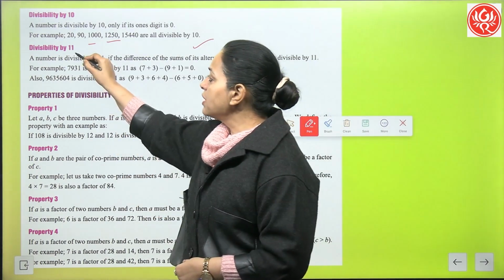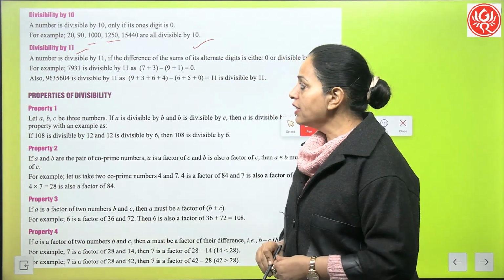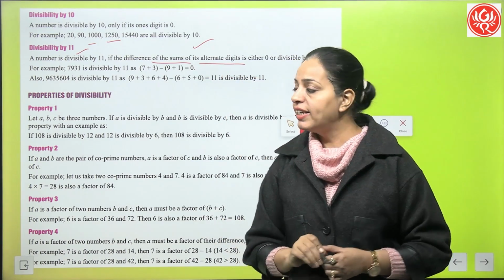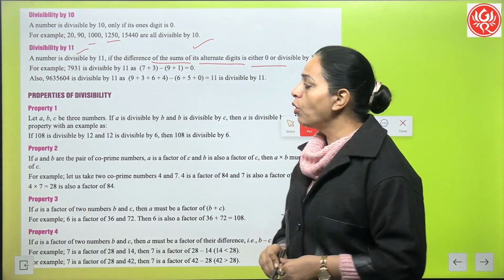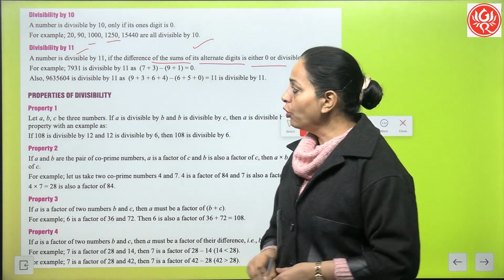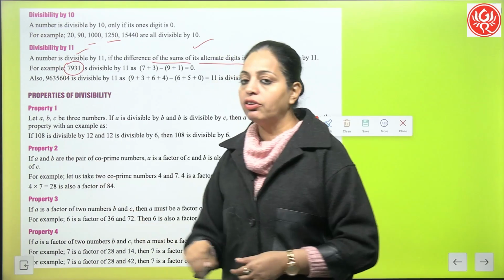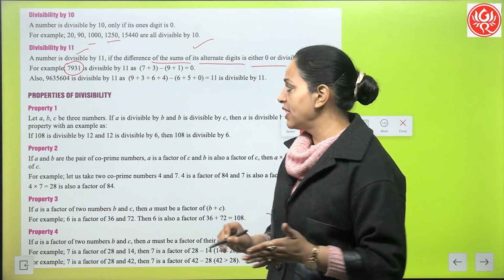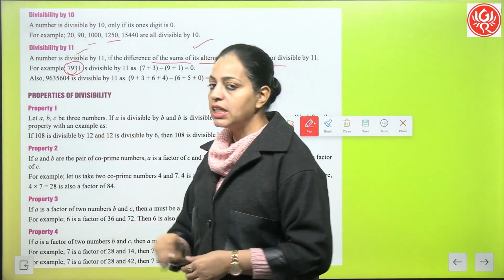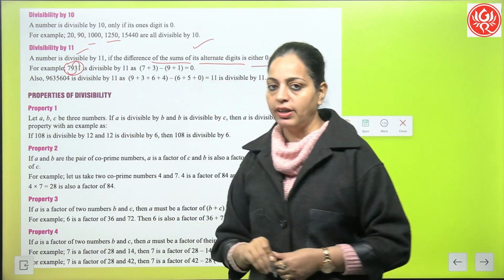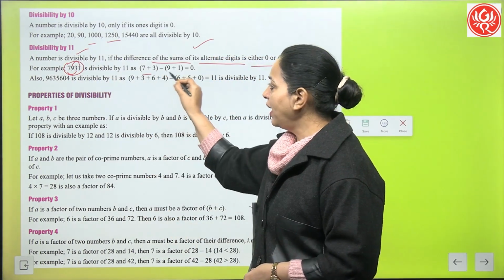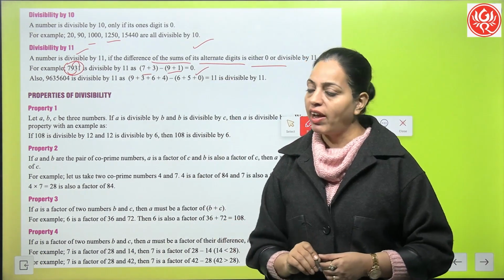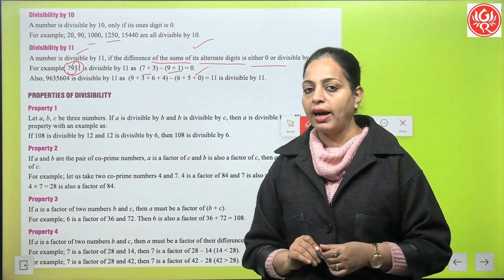Okay. Now divisibility by 11. A number is divisible by 11 if the difference of the sum of its alternate digits is either 0 or divisible by 11. For example, 7931. हम क्या करेंगे? Sum of the digits, alternate digits. जैसे हमने क्या किया? 7 plus 3 and 9 plus 1. इन दोनों का sum आ गया हमारे पास 10 and 10. इन दोनों का difference find किया. This is 0. So that's why this number is divisible by 11.